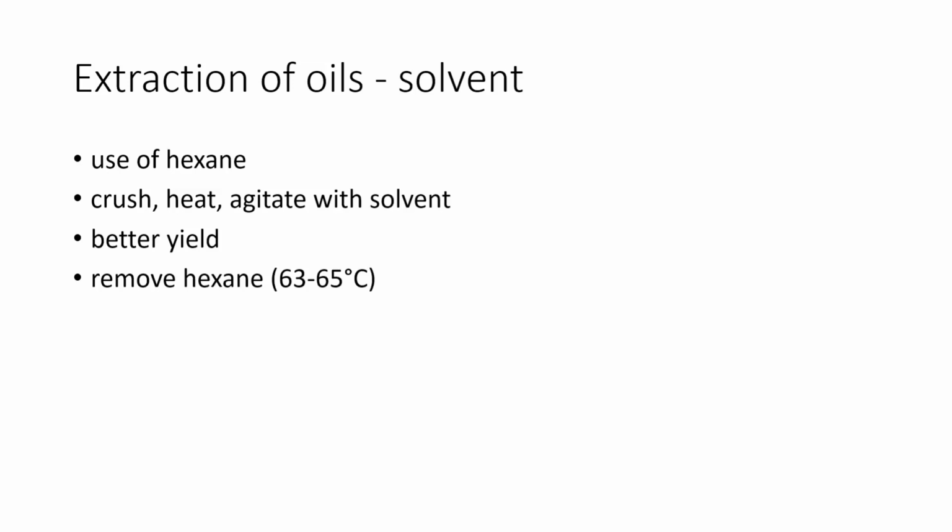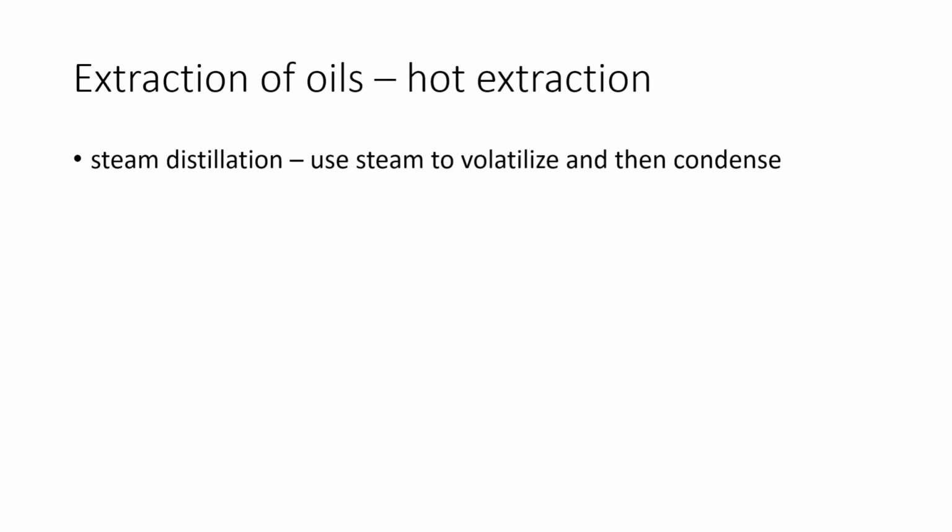You're going to reuse it. We also have extraction of oils through hot extraction. This is a steam distillation sort of thing. I saw them doing this with mint oil. They would take the mint, they would put steam through it. The steam would volatilize the oil. Then they could get it to condense down. They got a very pure oil out of it.